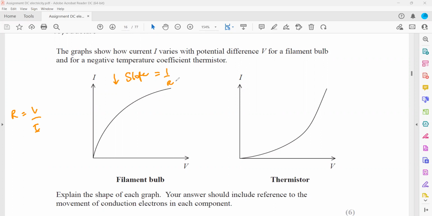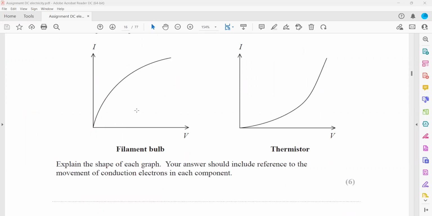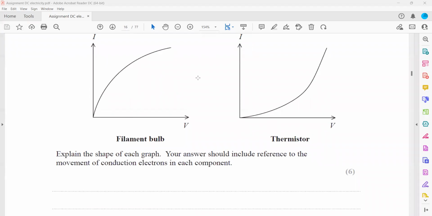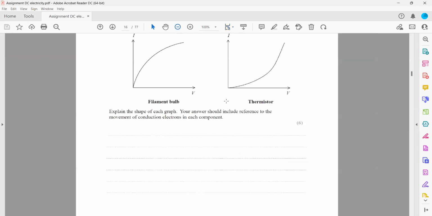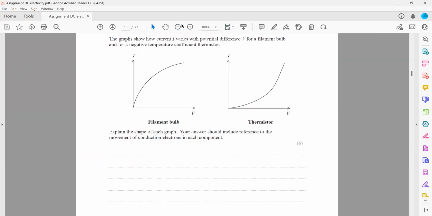For one graph the slope is decreasing, so resistance will increase. For the other one, the slope again represents the reciprocal of resistance, but the slope is increasing, so the resistance will decrease. So for the thermistor the resistance is decreasing, but for the filament bulb the resistance is increasing. We have to explain the shape of each graph and see the weightage. It's 6 marks. Your answer should include reference to the movement of conduction electrons in each component, like how the electrons will move in each component. First, for a filament bulb, what is happening? The resistance is increasing as the potential difference increases.